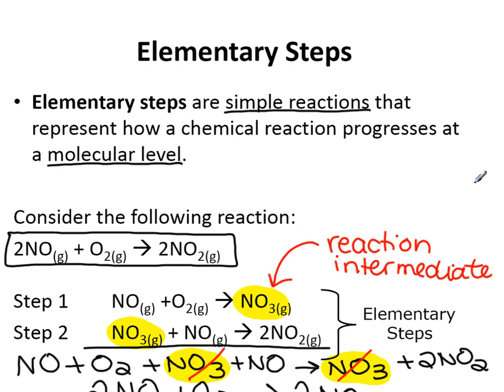Other things you might notice in the elementary steps, if there's a catalyst involved, you might see that show up in your steps, but it's a little bit different. You'll notice the catalyst goes in one step and it'll come out in the other. Because catalysts we know are used, but they're not consumed.